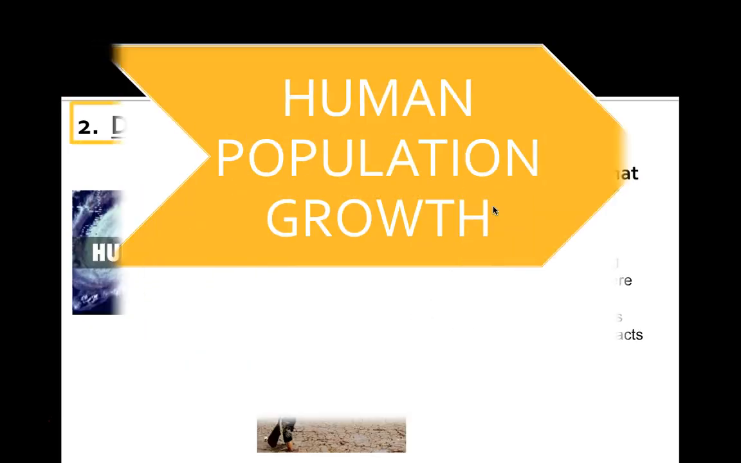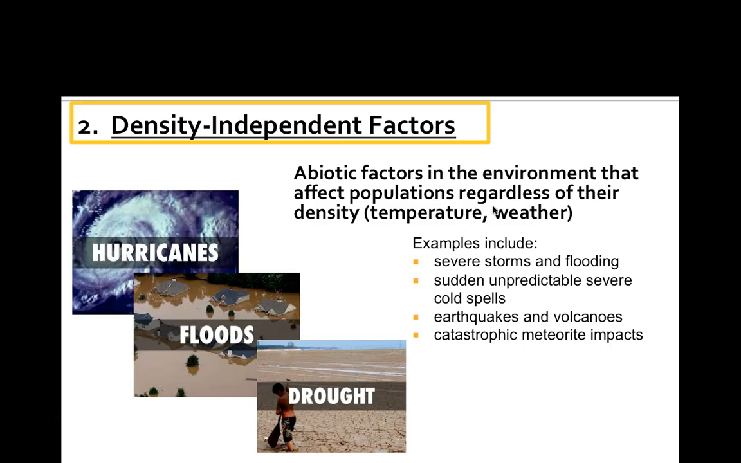The second type of limiting factor that decreases populations is called density independent. These are going to be the abiotic or the non-living factors such as tornadoes, hurricanes, floods, or any other natural disaster that may impact a population in a negative manner.